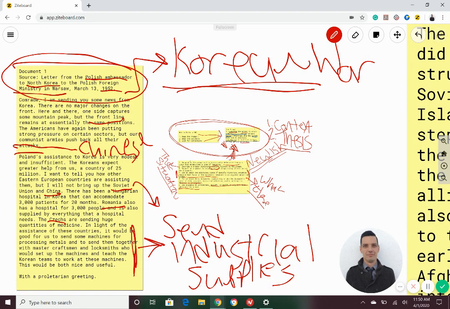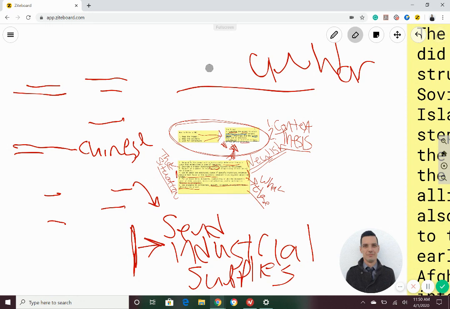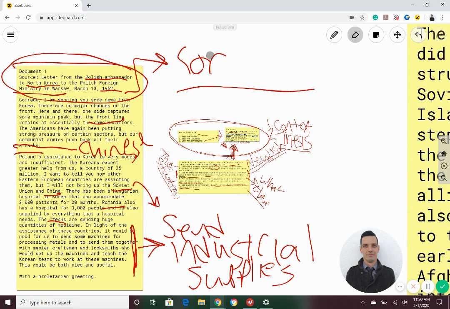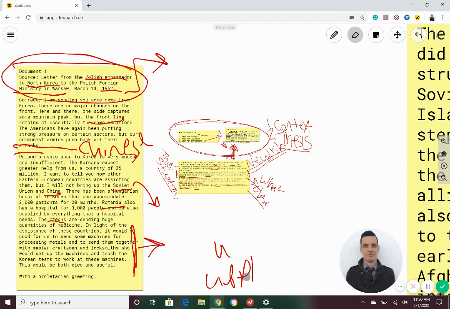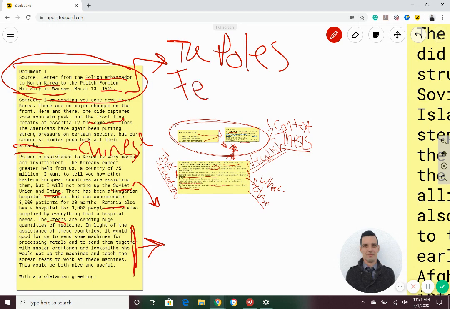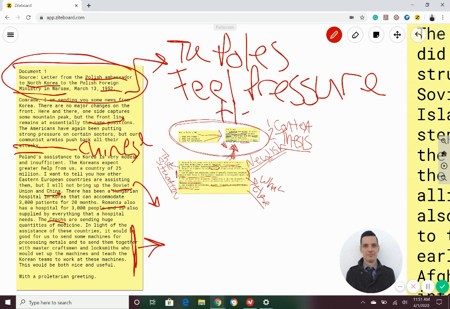So if you're evaluating to what extent conflict in ideology is impacted, well, in the case of this document, ideology is impacted because the Poles feel pressured to send supplies because they're communists and all the other communists are sending things. Poles feel pressure to help. This is the reason for this document.